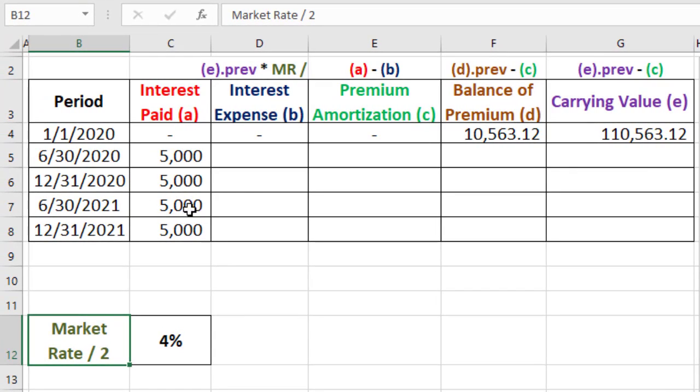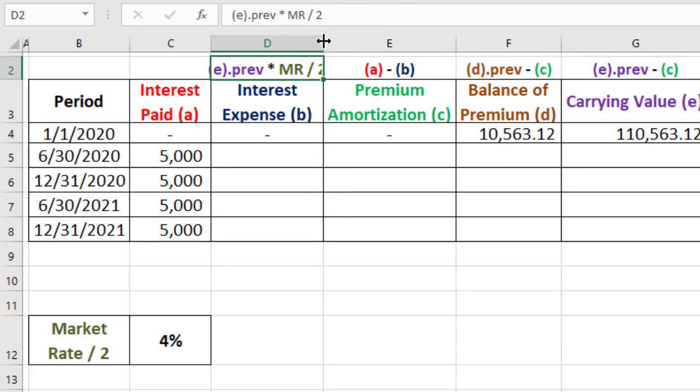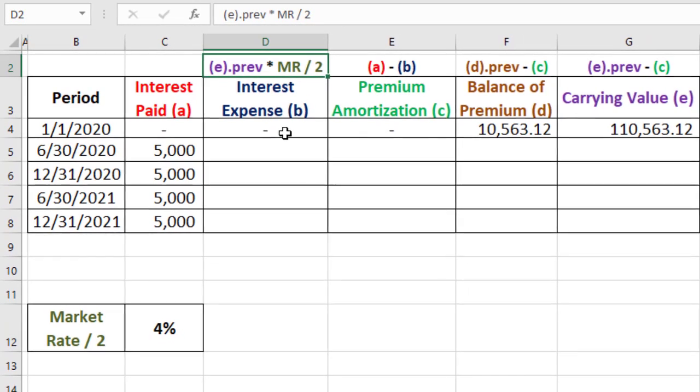So if we look back at the chart, you'll notice that I've labeled each column with a different letter. So we have A, B, C, D, and E. And then above each column, I've written a formula that's going to help us calculate each of the different balances inside of these cells. So first, let's start with the interest expense. The formula tells us to take the previous balance in column E, which is the carrying value, and then multiply by the market rate, and that should be divided by 2.